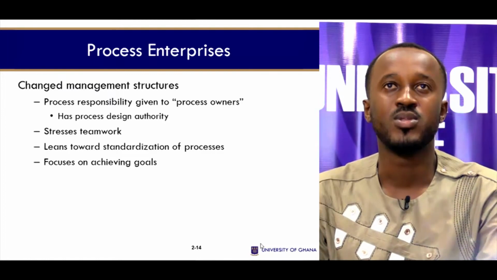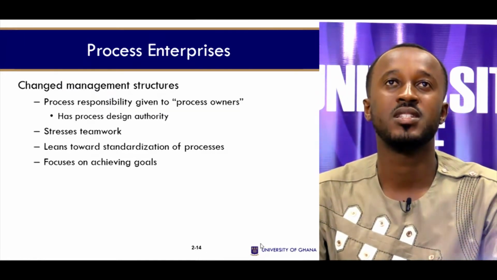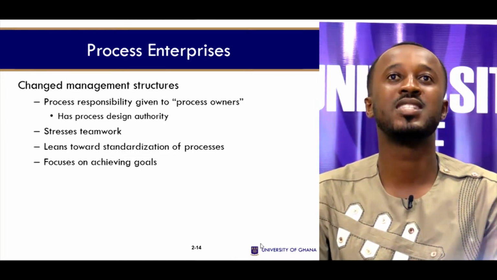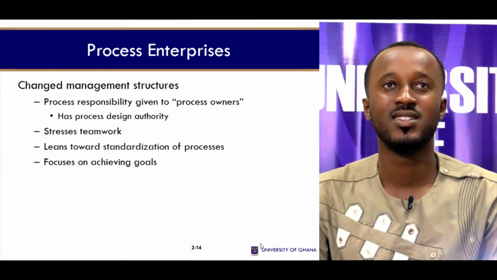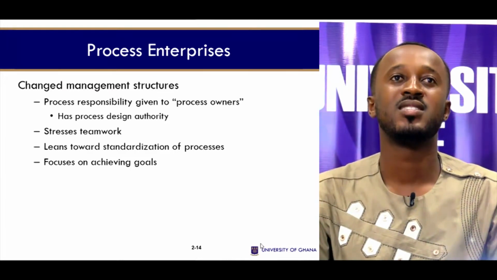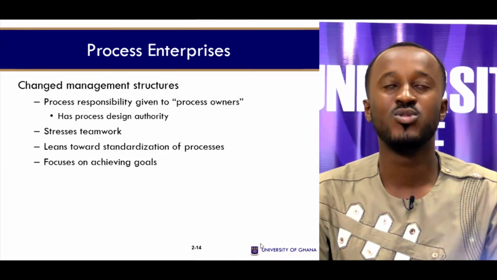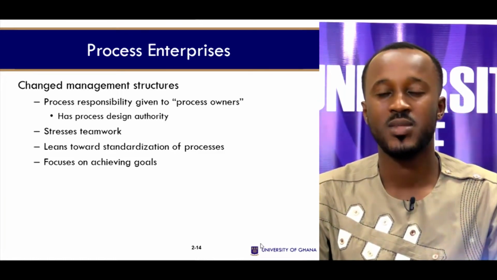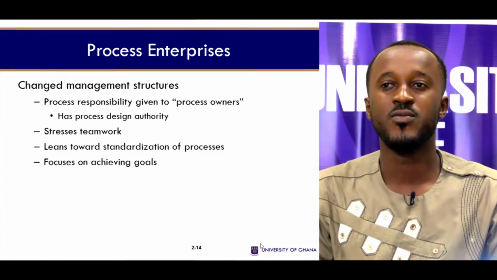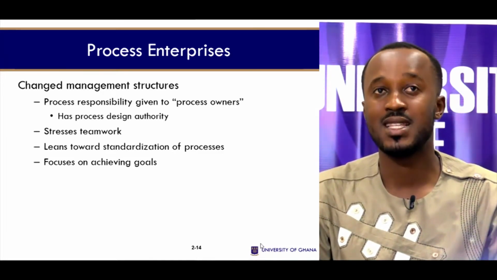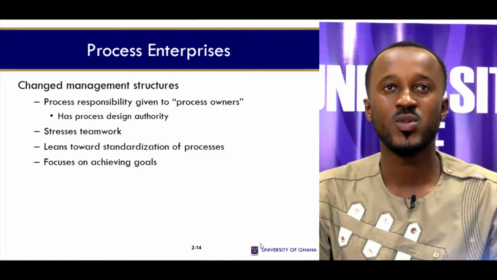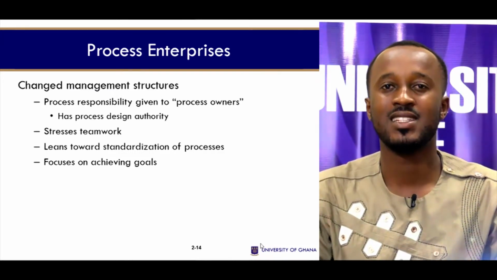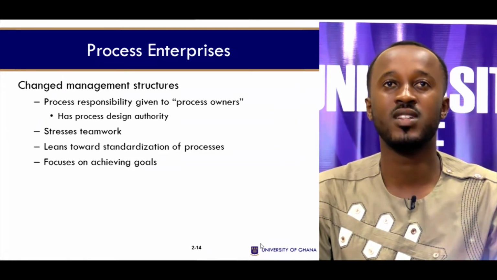So we'll look at some process enterprises. Under process enterprises, we have changed management structures. Process responsibility is given to process owners. Then it stresses teamwork. It's no longer suboptimal functionaries of the processes within the organization, but instead it focuses on every unit or process coming together as a team. Then it leans towards standardization of processes. It helps to bring a standard among the processes, and it focuses on achieving goals.